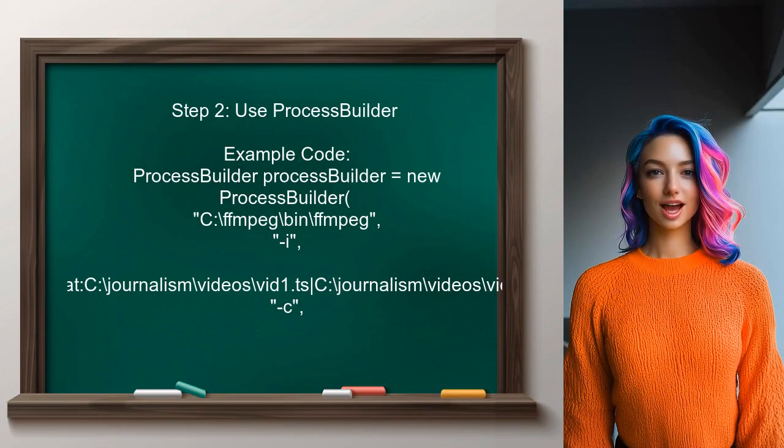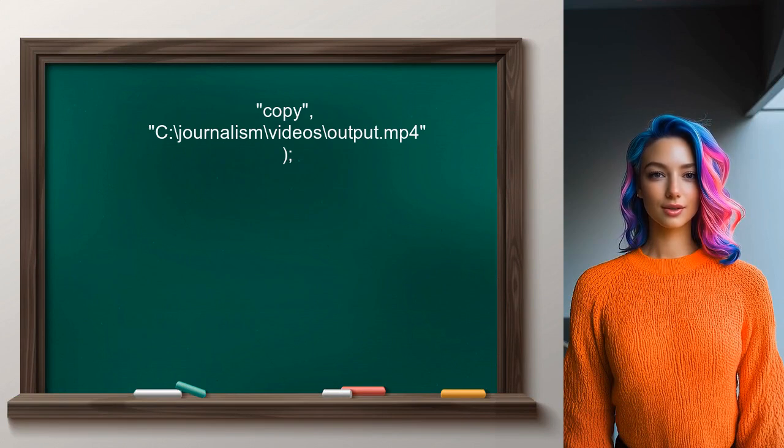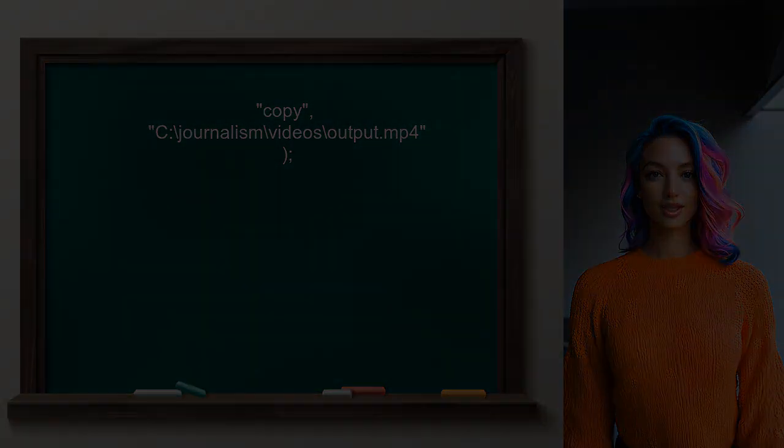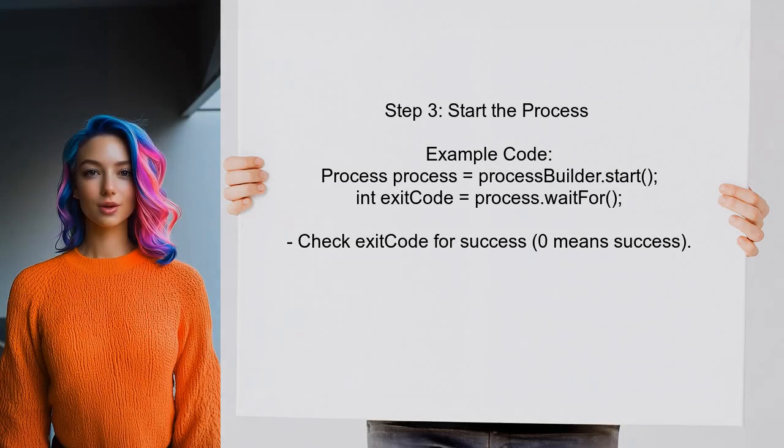Next, the user should use the ProcessBuilder class instead of Runtime.exec. This class provides more control over the process and handles command arguments better. After setting up the ProcessBuilder, the user should start the process and wait for it to complete. This ensures that the command runs as expected.